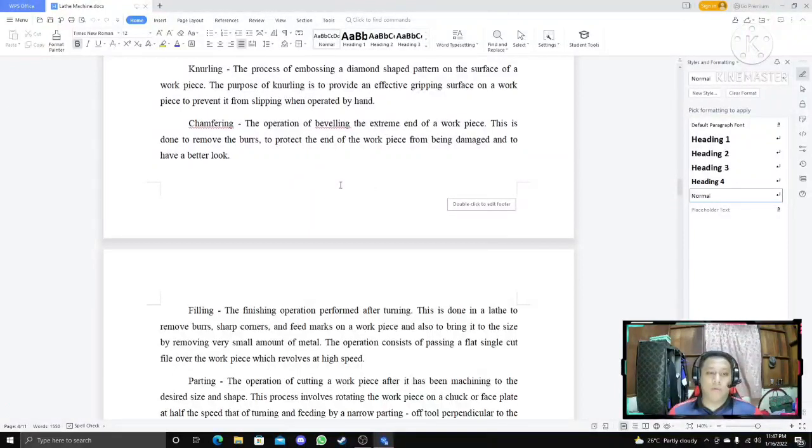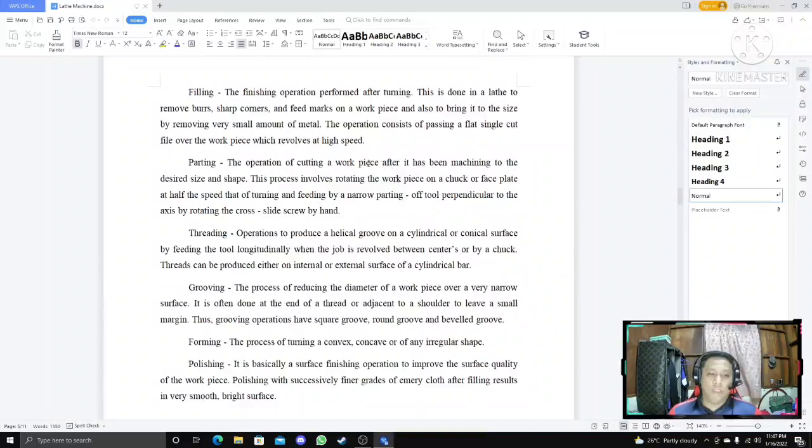This is done to remove the burrs, to protect the end of the workpiece from being damaged, and to have a better look. Filing. Filing is the finishing operation performed after turning. This is done in the lathe to remove burrs, sharp corners, and feed marks on the workpiece, and also to bring it to size by removing a very small amount of metal. The operation consists of passing a flat single cut file over the workpiece, which revolves at high speed.